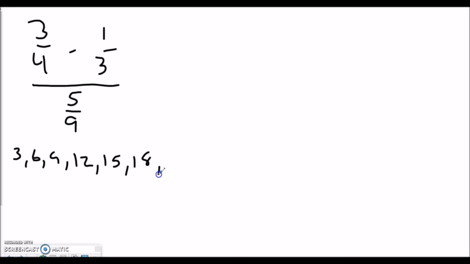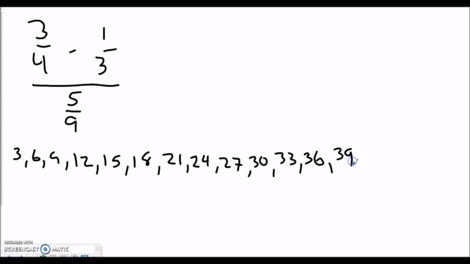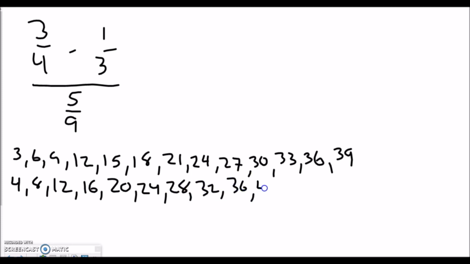Listing the multiples of 3, 6, 9, 12, 15, 18. Let's do 4, 8, 12, 16, 20, 24, 28, 32, 36, and 40. 9 would be 9, 18, 27, 36, and finally, I get a number in all three lists. Multiply each fraction by that number.